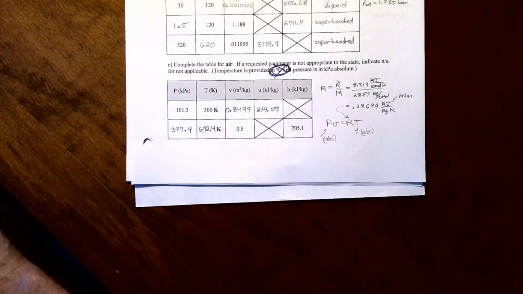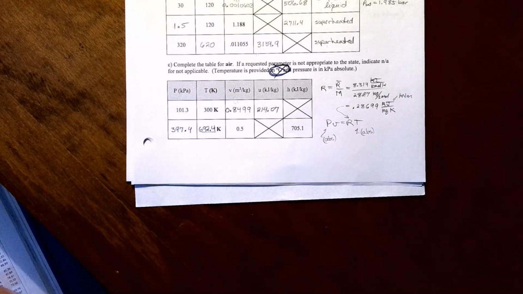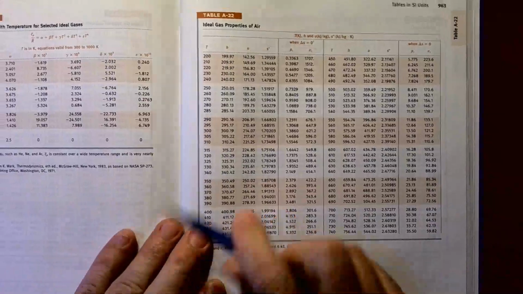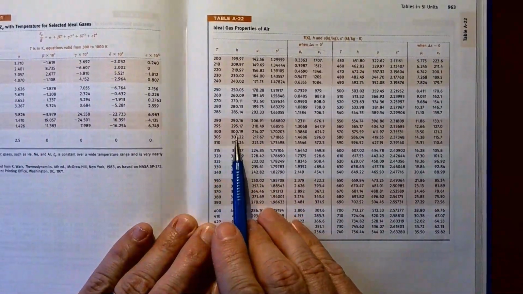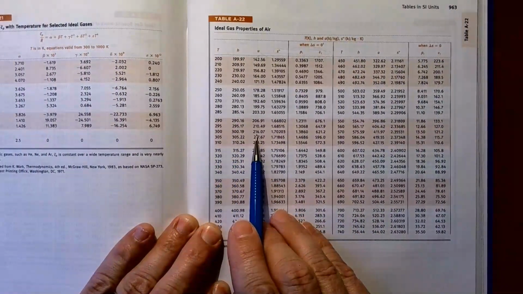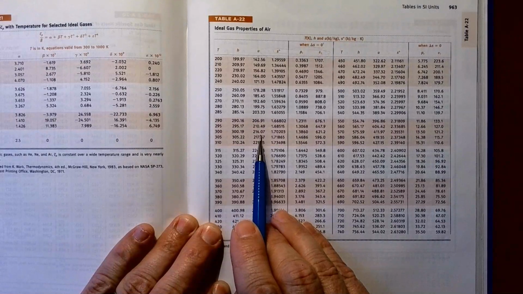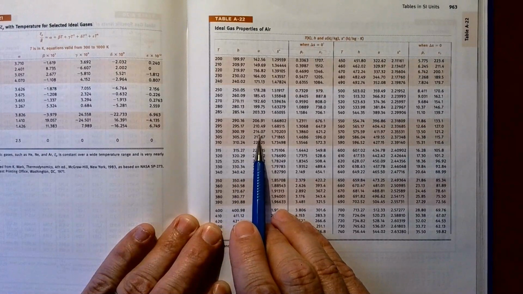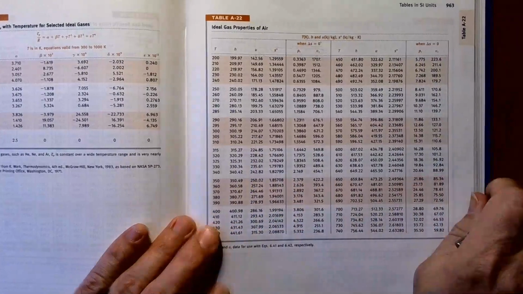To get the specific internal energy, this is dependent on the temperature, so you have to go into the ideal gas tables for air at 300 K. So U is 214.07 kilojoules per kilogram. This is the U column, this is the H column.